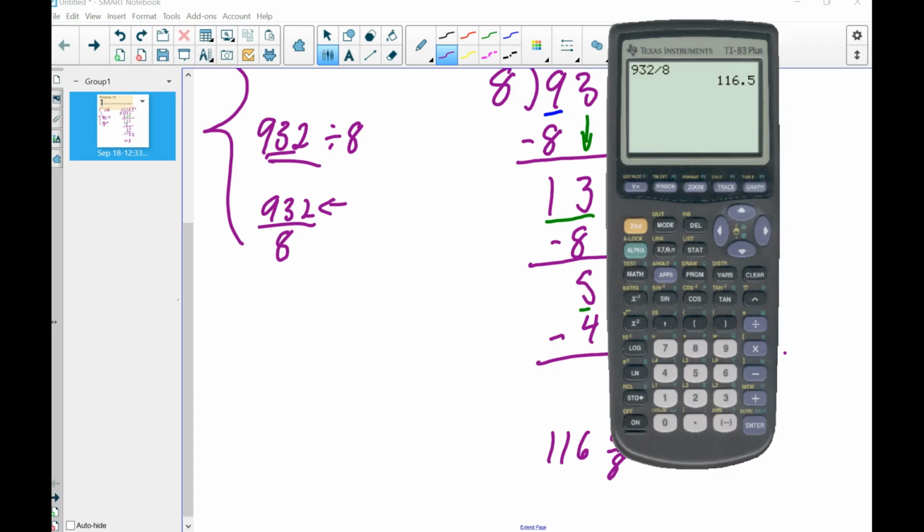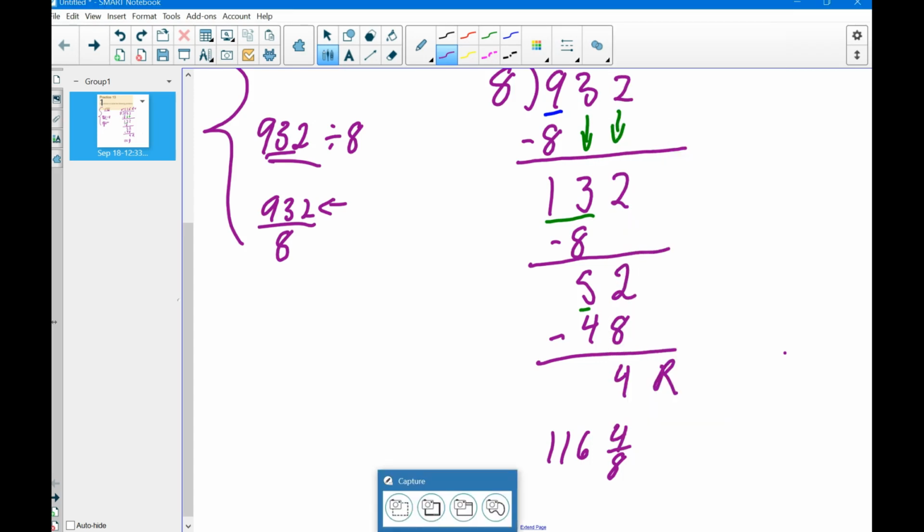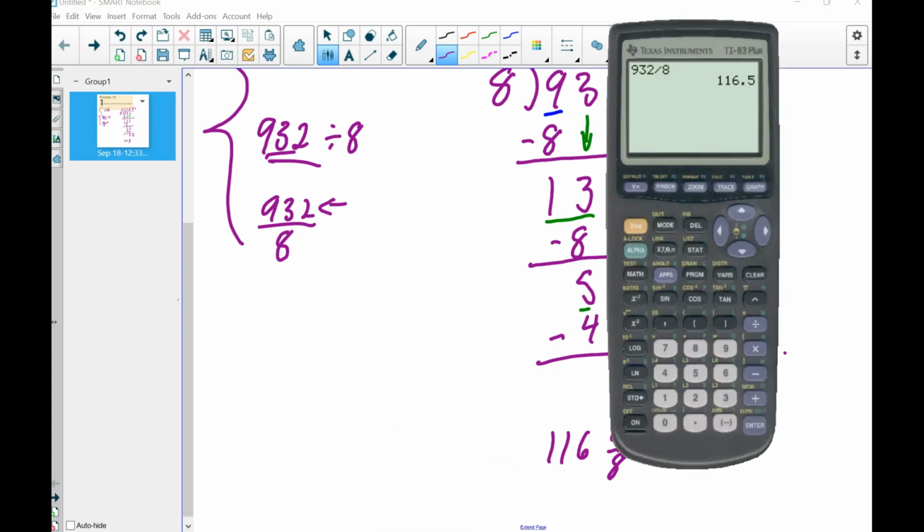You notice the difference in the calculator because it says 0.5. Well, we didn't do fractions yet, so I'm going to leave it at 4 over 8. Because if I took my 4 divided by my 8, those people who already know the answer to this, I get 0.5. Alright, that's where the 0.5 comes from.